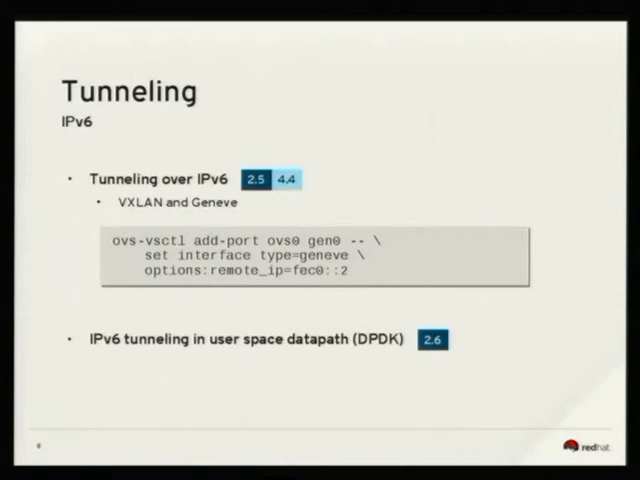There will also be support for IPv6 tunneling using user space data path, for example, DPDK. This is going to be in either the 2.5 or 2.6 OVS release. It's not clear yet. I don't know whether Tadeu has new info. No. 2.6 probably is more likely.